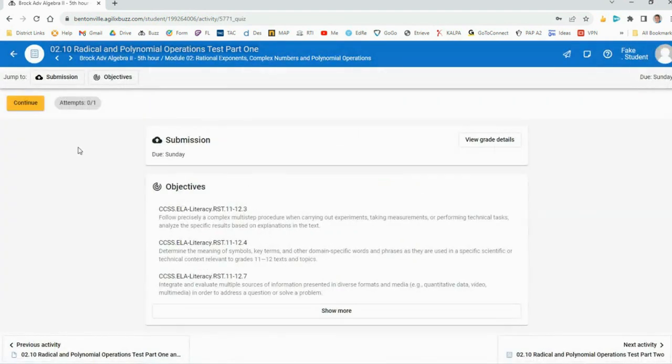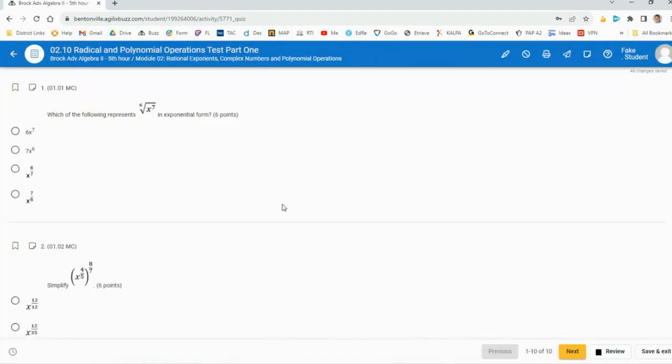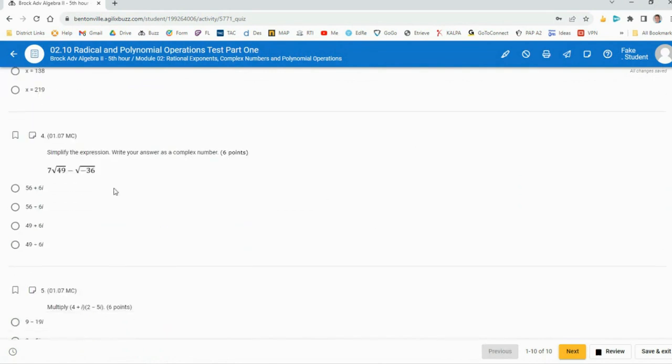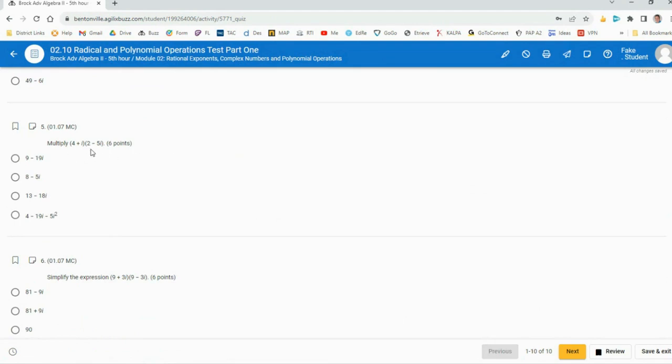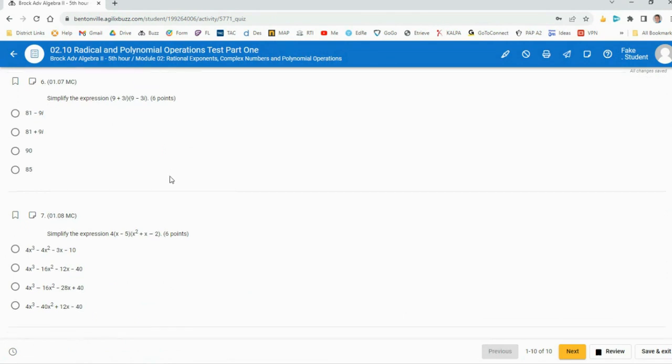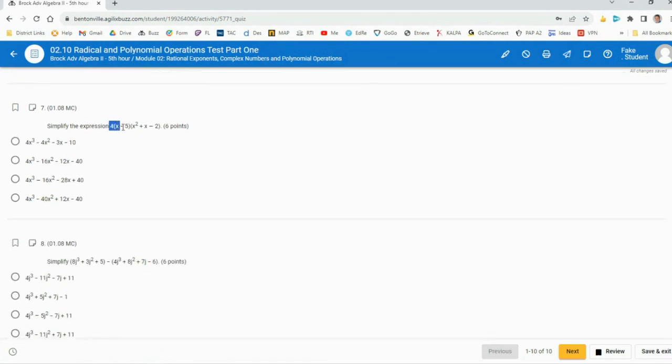But part one of the test. See how many questions we got. Got to write this in exponential form. Simplify this. Solve for x. Simplify this. Write your answer as a complex number, which means there should be an i in it. Multiply these complex numbers. Simplify this. It's multiplying two complex numbers. Multiplying three different factors together: 4, x minus 5, x squared plus x minus 2. So you multiply it together.